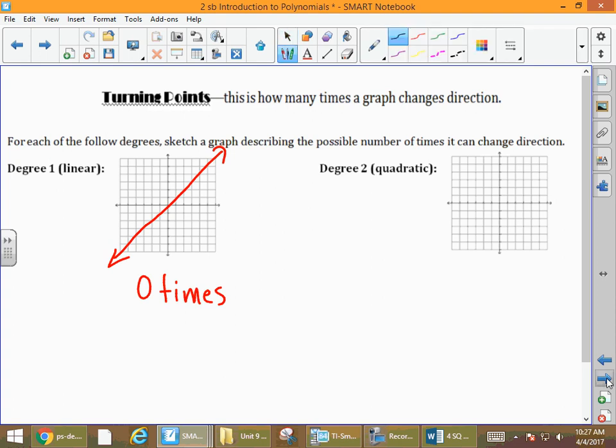When we look at our quadratic, if I draw a rough sketch of the parent function of a quadratic, how many times do we change direction in a quadratic? We only changed once. Right here. We went down, we got to the lowest point, and then we went up. How many times the graph changes direction?